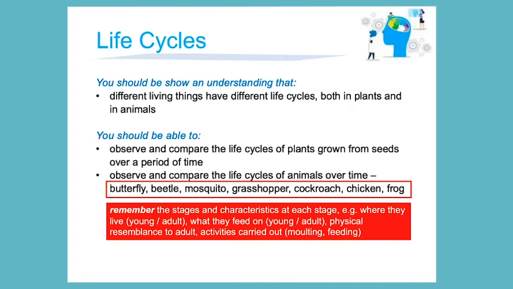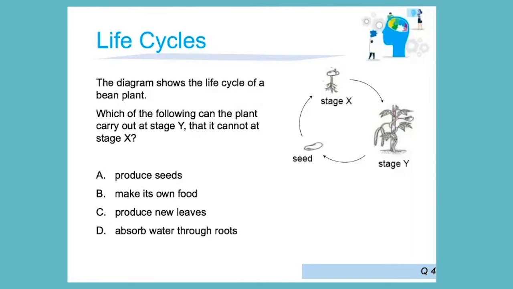So remember the stages and characteristics at each stage. At what stage do they resemble adults? Do they resemble the adults at all? Do they not resemble the adults? What do they feed on at a particular stage? Do they not feed? For example, in the pupa stage and the larva stage, is there feeding in both stages? Right? Okay, so this particular diagram shows the life cycle of a bean plant.